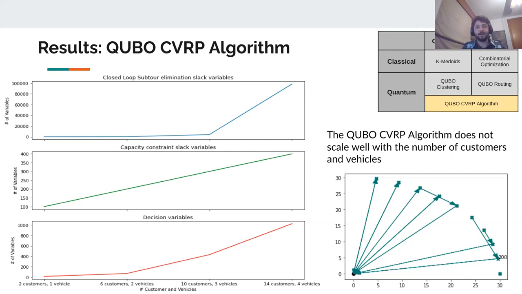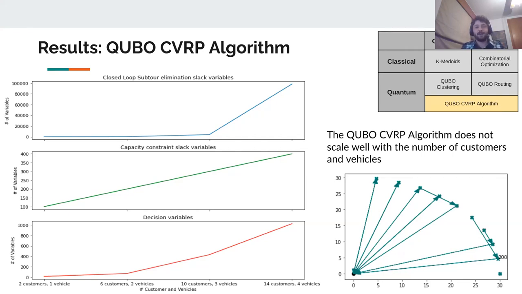The number of decision variables used by the main equation scales exponentially with both the number of customers and the number of vehicles, albeit at a much slower rate than the closed-loop subtour slack variables. We can see this in the bottom graph.